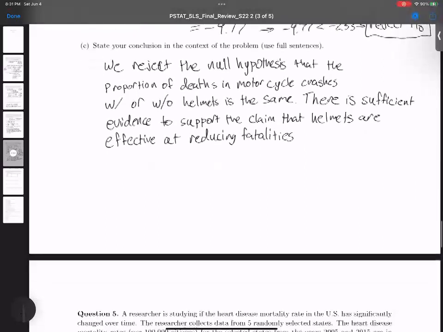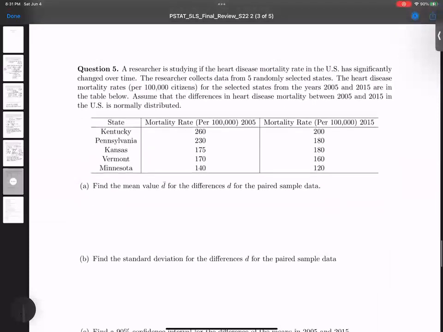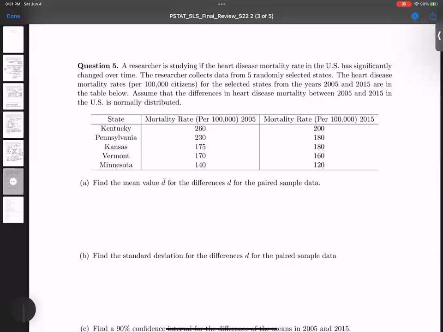All right, let us continue on. So this is the last free response question that I have. It says that a researcher is studying if heart disease mortality rate in the US has significantly changed over time. The researcher collects data from 5 randomly selected states. The heart disease mortality rates per 100,000 citizens for the selected states from the years 2005 and 2015 are shown in the table below. Assume that the differences in heart disease mortality rates between 2005 and 2015 in the US are normally distributed.